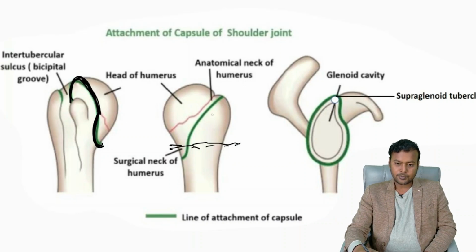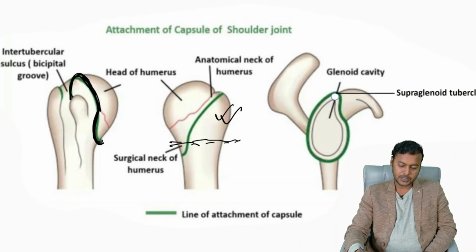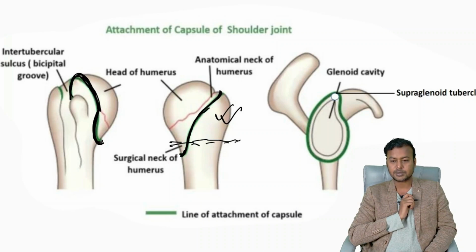This is a view from the posterior aspect. In this view of the posterior aspect, you can see the fibrous capsule, it is posterior inferiorly attached below the anatomical neck and moves down towards the surgical neck of humerus.